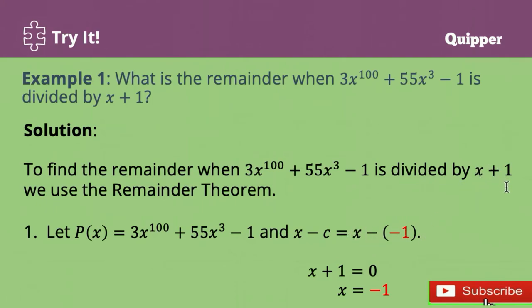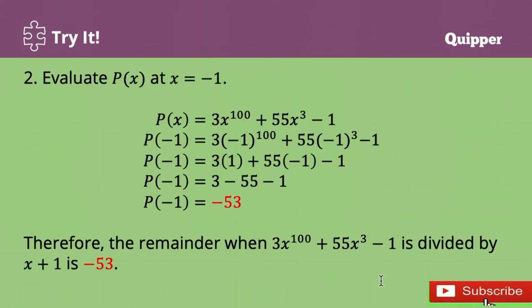And again, to get the value of x, we will just equate it to 0. X plus 1 is equal to 0. Then transpose this positive 1 to the other side, and it becomes negative 1. And again, that negative 1 is your c, and that's the value of x. Second, we will evaluate p of x at x is equal to negative 1.